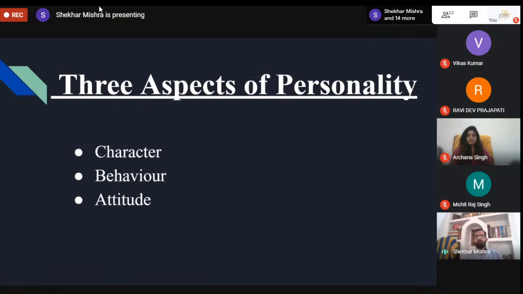What are the aspects of personality? Aspects of personality are character, behavior, and attitude. Your character, your behavior, and your attitude define your personality. Like if you are behaving very humbly, in a very polite manner, if you are taking everything positively, then that is a positive sign of your personality and people consider it good. Your attitude can be negative or neutral toward something, and that's really not good.